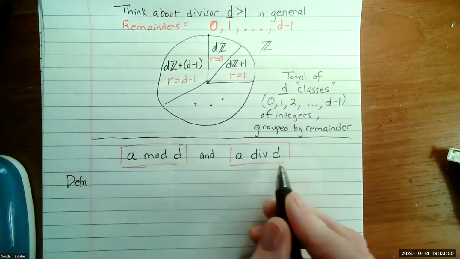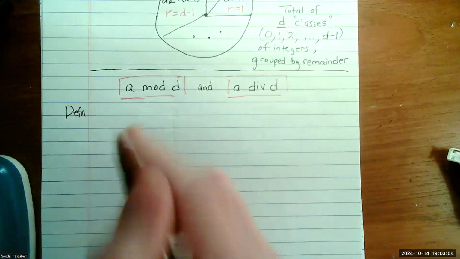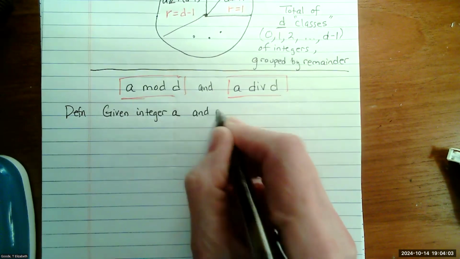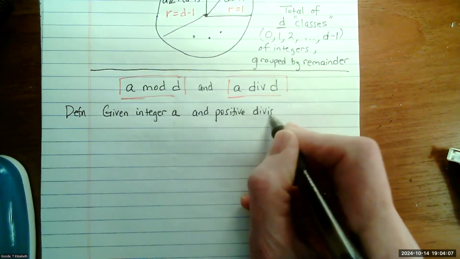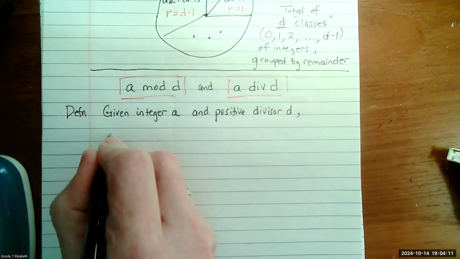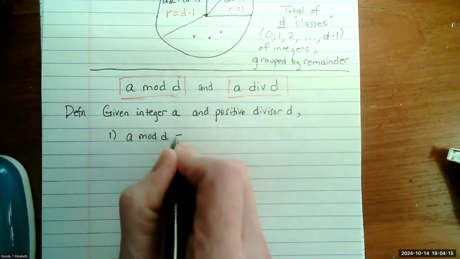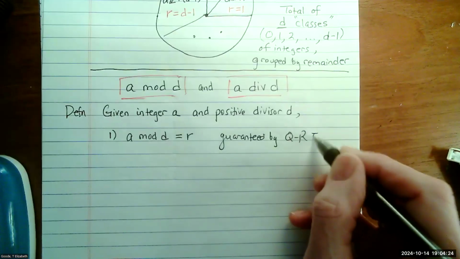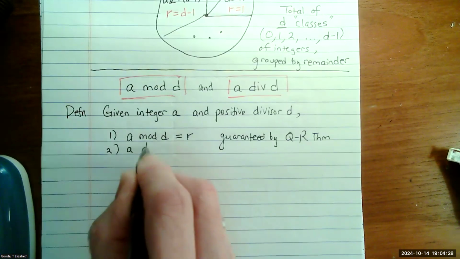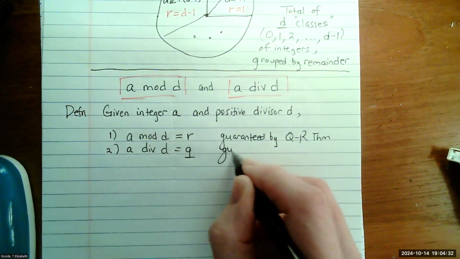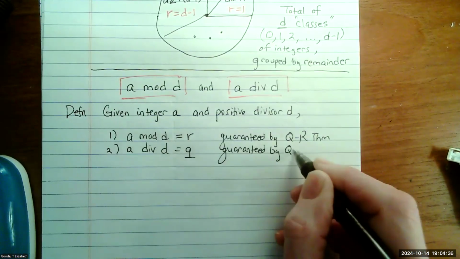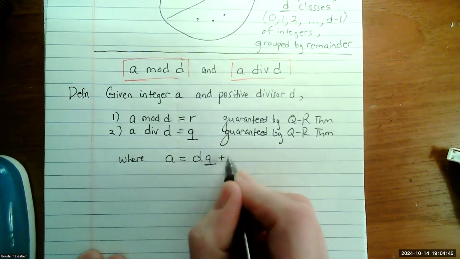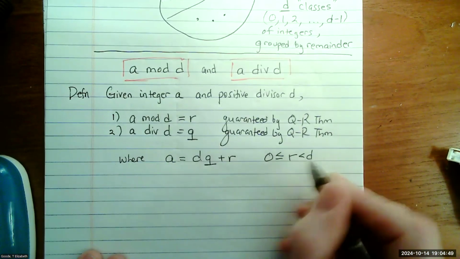So here's our definition for A mod D and A div D, and it's completely based on the QR theorem, okay? So given integer A and positive divisor D, here are our definitions. 1, A mod D is the R, the remainder, guaranteed by the QR theorem. And A div D is the quotient Q that's guaranteed by the QR theorem. I'll write the QR theorem down one more time here so we have it right in front of us. It's where A is equal to D times Q plus R, with 0 less than or equal to R, which is strictly less than D, okay?